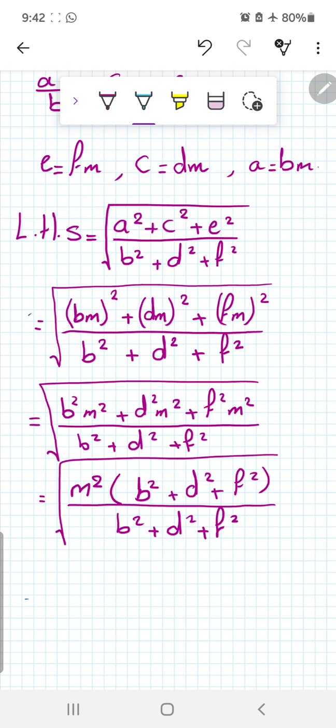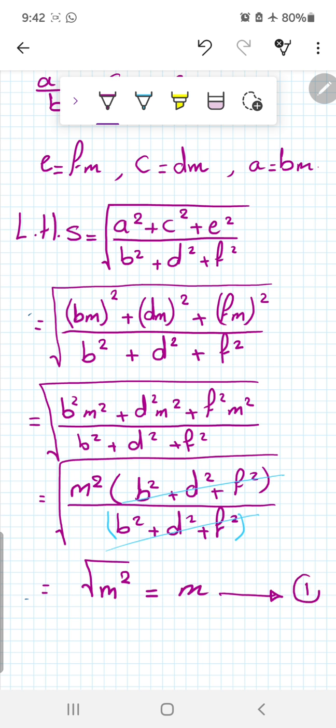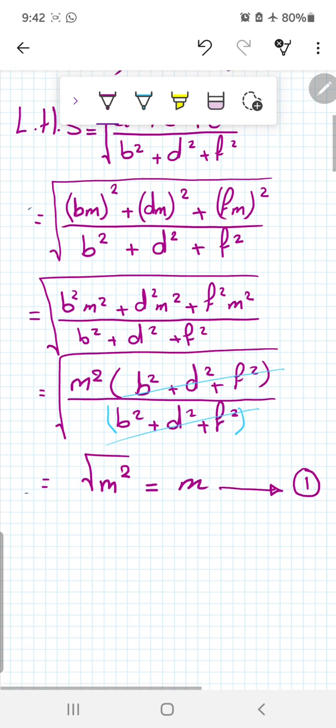Okay, what did you notice? We have here the same bracket, cancel together. So we have the square root of M power 2, which equals M. Okay, here is number 1. So the left hand side equals M.